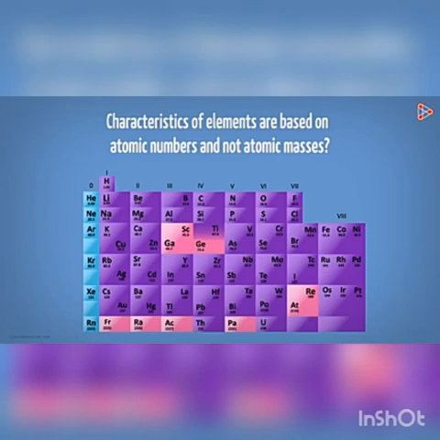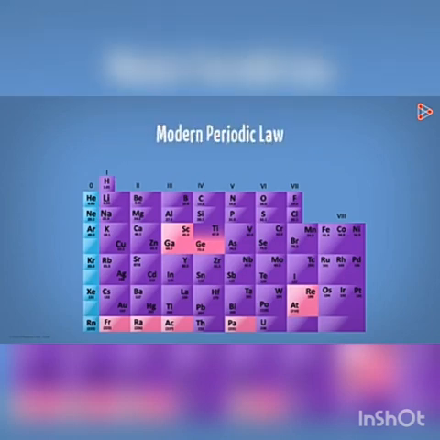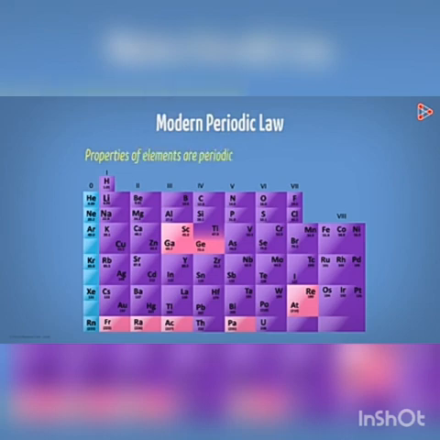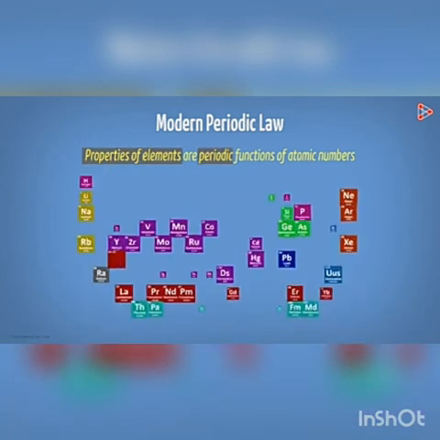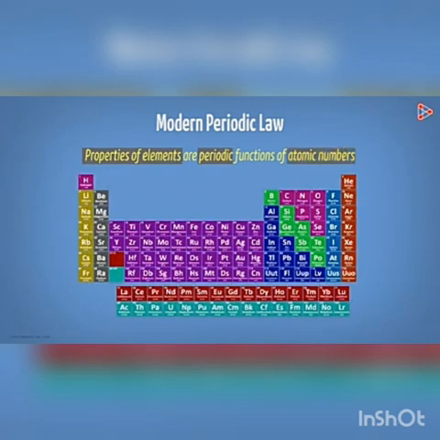And with this, there emerged a new law of studying the periodicity of elements. It was called the modern periodic law. The law stated that the properties of elements are periodic functions of atomic numbers. So what does this mean? This means that the physical and chemical properties of elements do occur periodically. But this happens when the elements are arranged according to their atomic numbers.